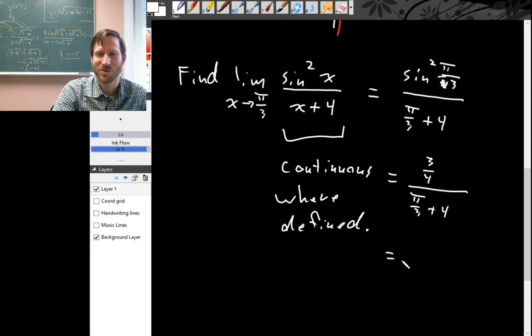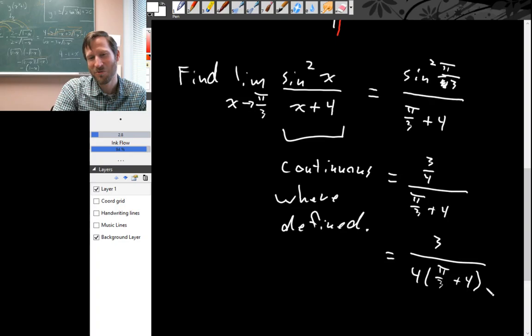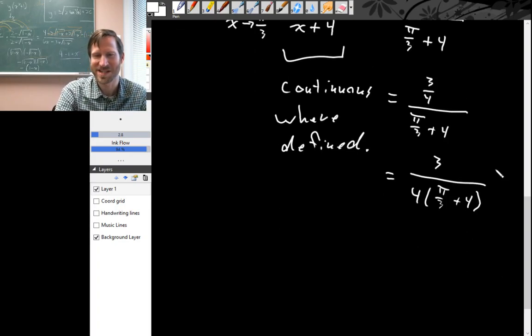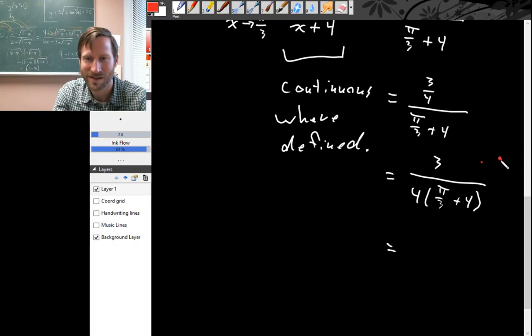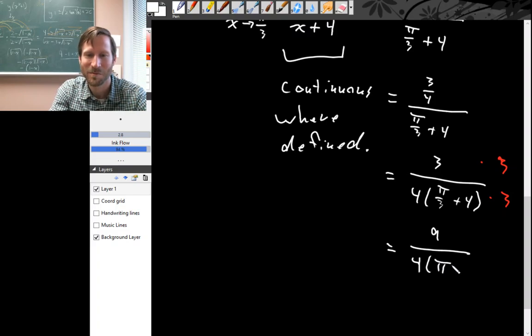And then I guess if you wanted to, you could rearrange this fraction. You get 3 over 4 times pi over 3 plus 4. We could multiply the numerator and denominator by 3 to get rid of this pi over 3 part. So that would give us, let's see, multiplying by 3, that would give us 9 over 4 times pi plus 12.